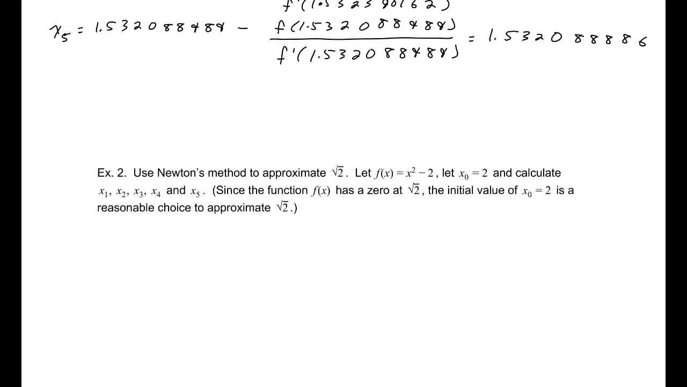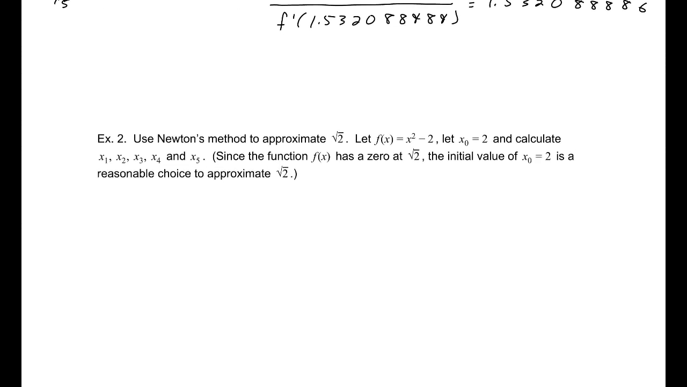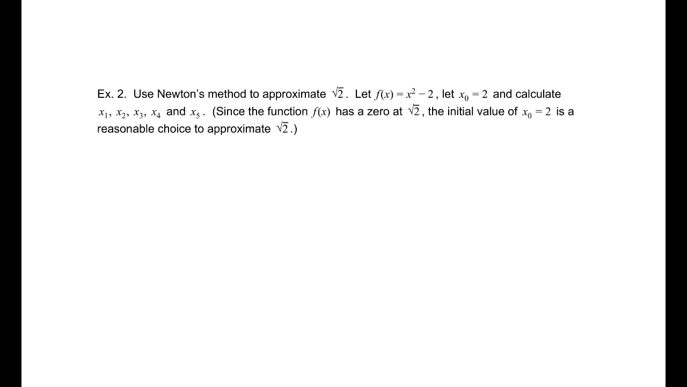Right, next, we want to use Newton's method to approximate the square root of 2. Now let f of x equal x squared minus 2. And we're going to choose x naught equal to 2 and calculate x1, x2, x3, x4, and x5. Since the function f of x has a zero at the square root of 2, the initial value x naught equals 2 is a reasonable choice to approximate this. So we'll state x naught equals 2.